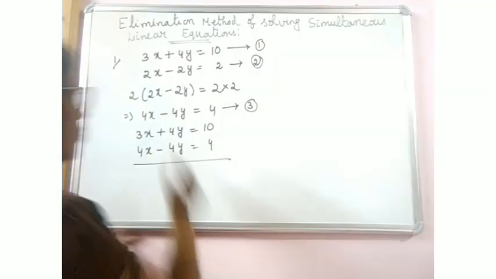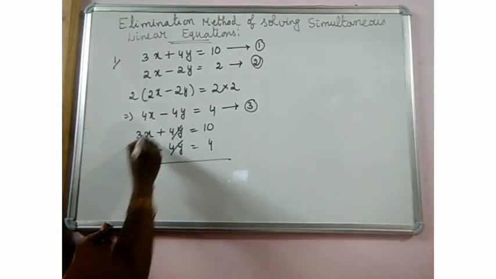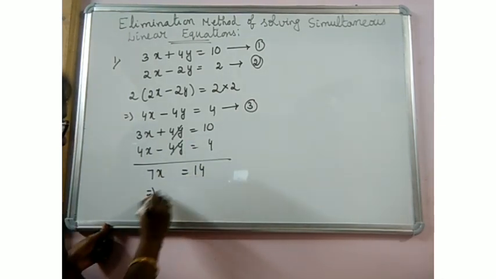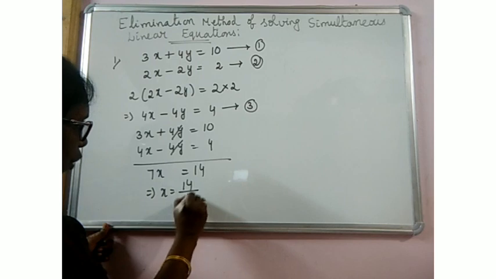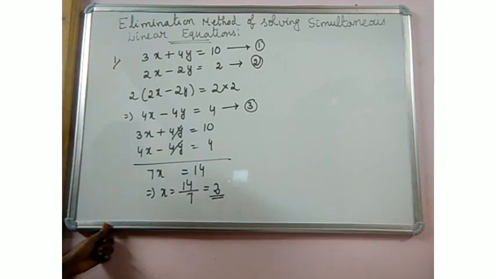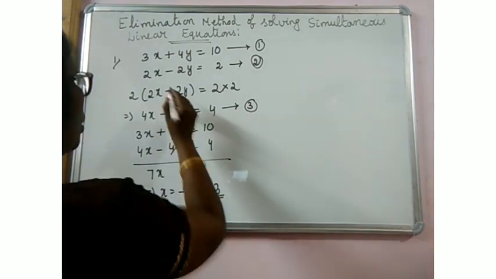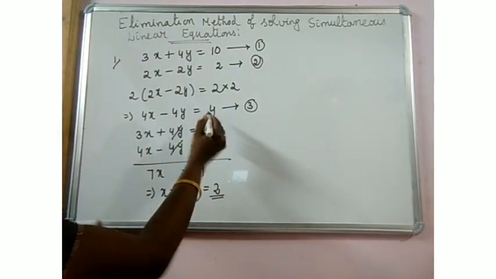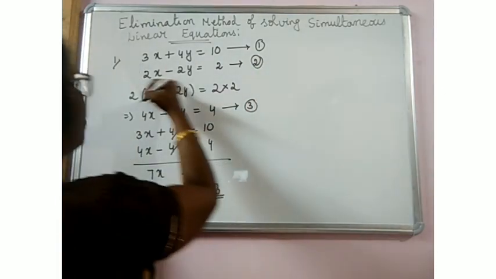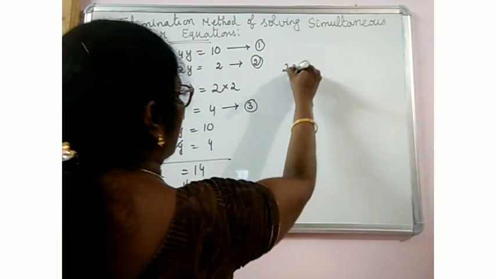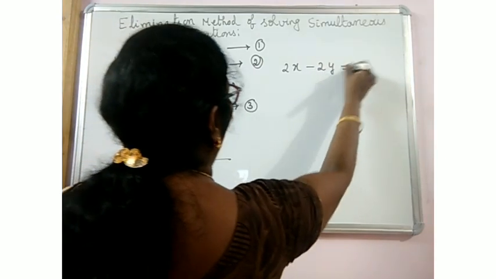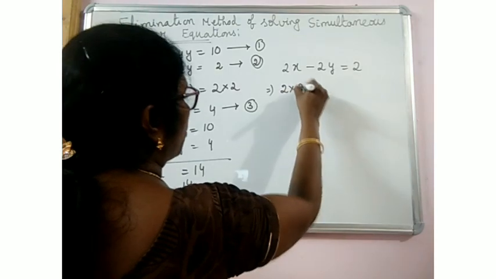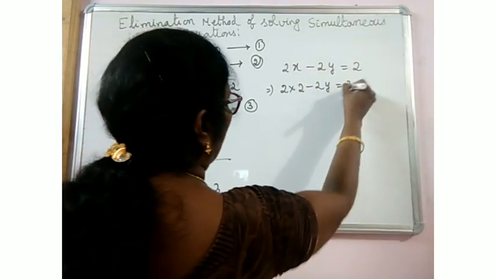When we add, +4y and -4y cancel, and 3x + 4x is 7x = 14. That implies x = 14/7, which equals 2. So the value of x you got is 2. This value of x you can substitute in any of the equations to get the value of y. Let me substitute in the simpler equation, 2x - 2y = 2. The value of x, 2, you got.